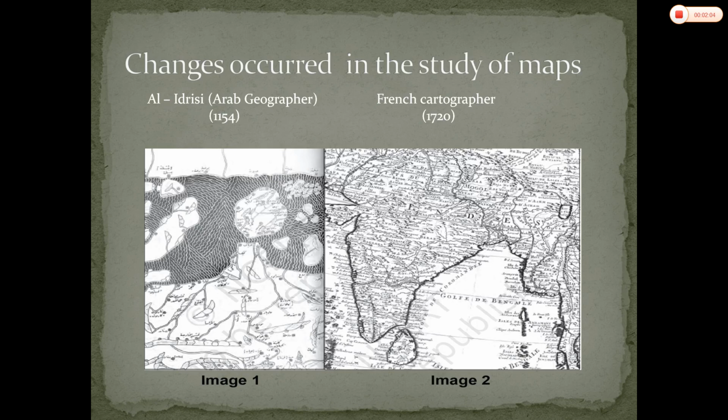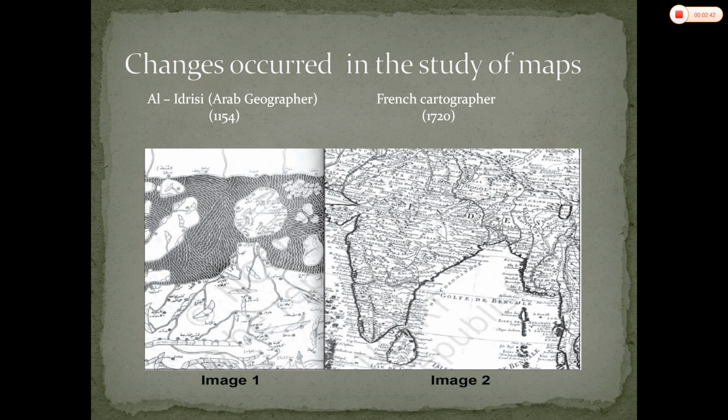Now see, on the first page of the chapter, two maps are given, and both the maps are of India. The left side image, image number one, is prepared by Al-Idrisi. Who was Al-Idrisi? An Arab geographer. An Arab geographer prepared the map of India in 1154, and another map is drawn by a French cartographer in 1720.